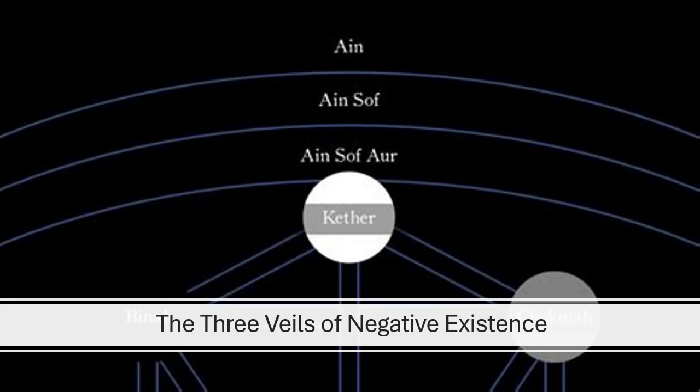Built into the structure of the tree, before the tree actually becomes a visible tree, we have the concept of no thing or nothing. And one of the fundamental questions man has always had is how can something come from nothing? Right? And this nothing realm, or no thing realm, is known as the three veils of negative existence.